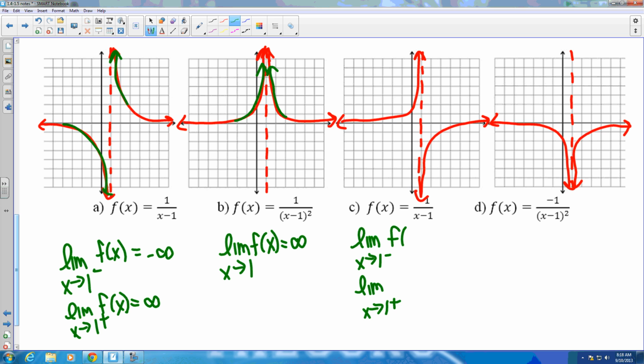Okay, part C. Coming from the left, we are going up, positive infinity, and from the right, we are going down to negative infinity. And the same thing that we did with part B, only this time in part D, they're both going down to negative infinity. So we don't have to write both limits, we can just say that the limit as x approaches 1 is negative infinity.